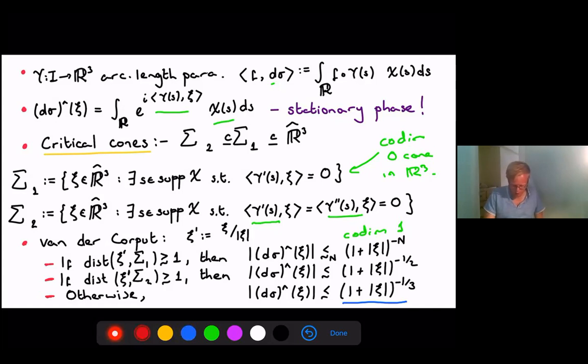So this situation at the top here is pretty trivial, and doesn't really play any significant role in the analysis, but the fact that we have these two different decay rates of xi to the minus 1/2 and xi to the minus 1/3 does play a significant role in what's to follow. Are there any questions about this?